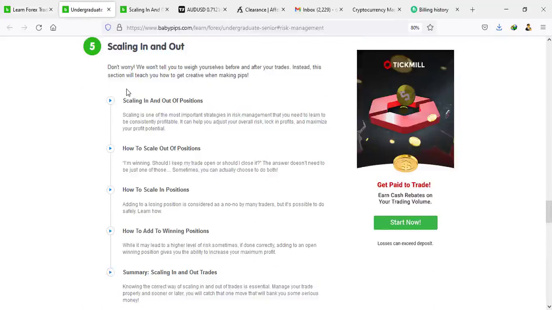So here we are, and under scaling in and scaling out, these are the subtopics we are going to learn: scaling in and out of positions, how to scale out of positions, how to scale in positions, how to add to winning positions, and a summary of scaling in and out of trades. So before we dive right into the very first one, scaling in and out of positions, let us roll the intro.